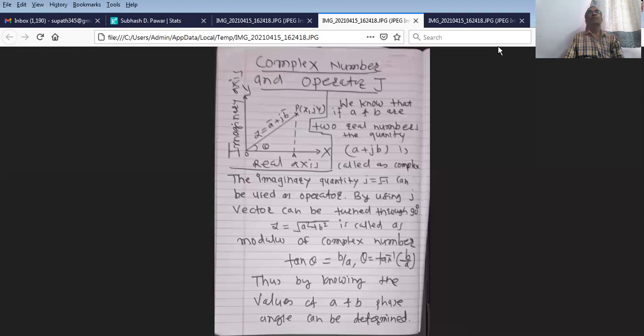Number one, plus J is the operator used to turn the vector through dash degrees. Option one, plus 90 degrees. Two, minus 90 degrees. Three, both plus and minus 90 degrees. Four, all of these. Second question, the minus J operator is used to turn the vector through dash degrees. Option one, minus 90 degrees. Two, plus 90 degrees. Three, both plus 90 degrees and minus 90 degrees. Four, none of these. You have to answer such types of questions in your exam.